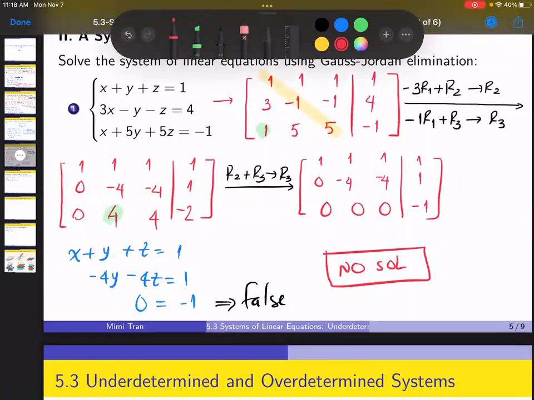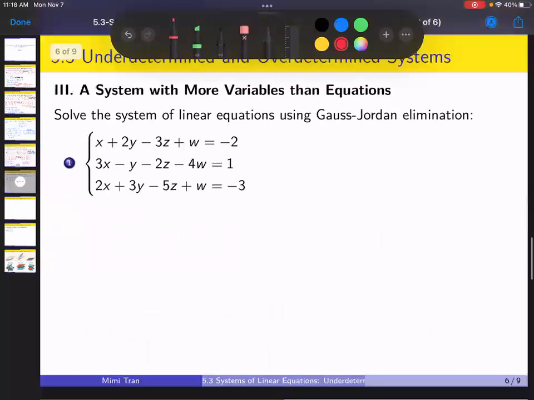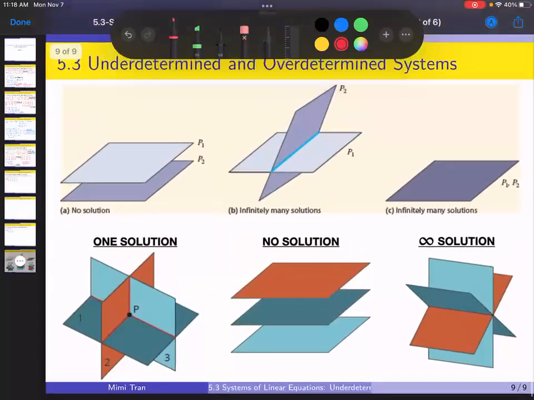What does that mean, no solution? Geometrically, what does that mean? Yeah, they're parallel, all 3 planes. By the way, this is a plane, not a line, because there are three variables. All 3 planes are parallel, kind of like this. They never touch each other, so no solution. Infinitely many solutions mean looking like this, like the pages of a book, where we kind of cut in the middle.